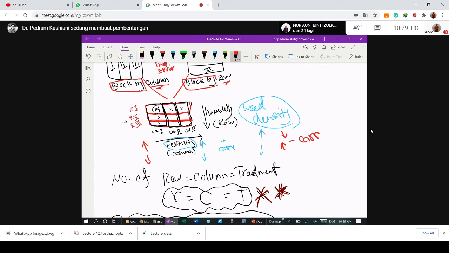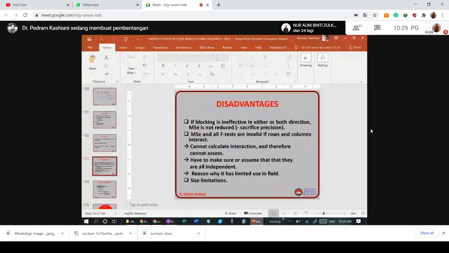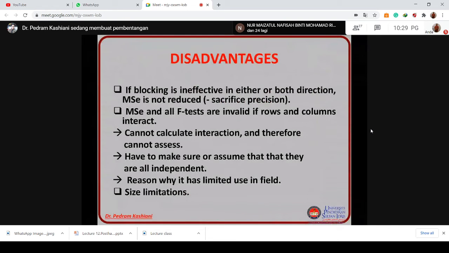Because he forgot about this rule, that in Latin square, columns and rows must not interact together. They should be different, no relation. They shouldn't have any relation. Why? Because we cannot calculate the real interaction between columns and rows. Therefore, we cannot assess this. Therefore, we cannot use it. So this is very important.